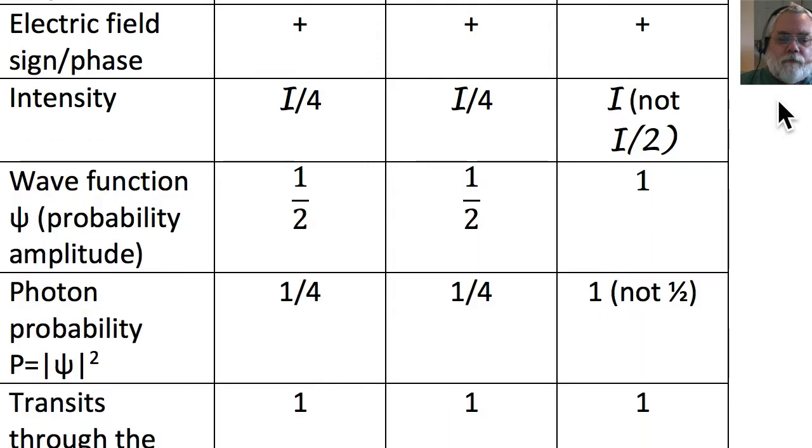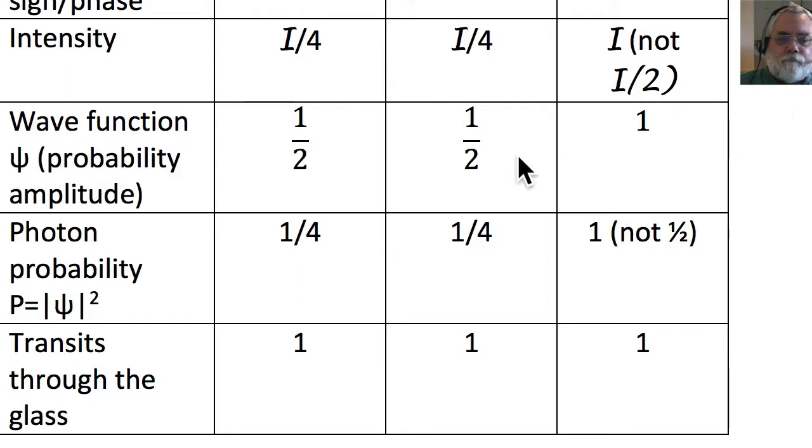Now let's look at the wave function. The wave function had value 1/2 heading toward D0 from the top path, and also 1/2 heading toward D0 from the bottom path, and they had the same sign, so they add and we get 1. And when we calculate the photon probability by squaring 1, we get 1, meaning that every photon that entered beam splitter 1 arrives at detector D0.